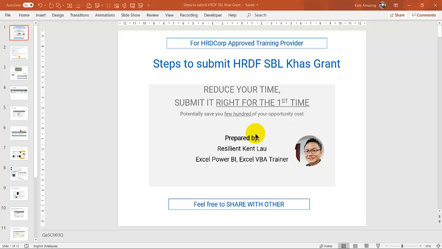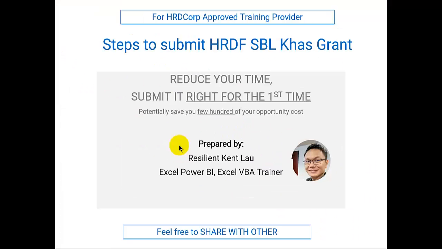Now, after I received a lot of queries from HRDCorp, I realized that I couldn't do it right the first time. Someone else could also be in the same situation, or you could be new to claiming this SBL Khas Grant. So as a training provider, how can you do it better? I documented some tips here, so hopefully this will help you.